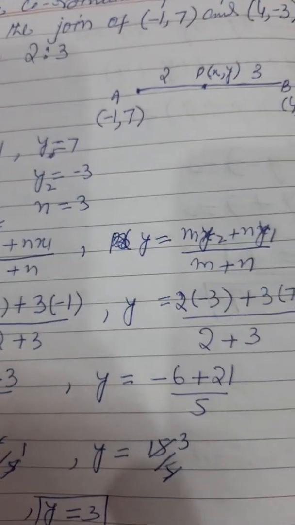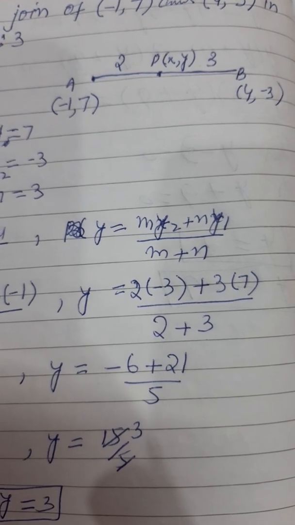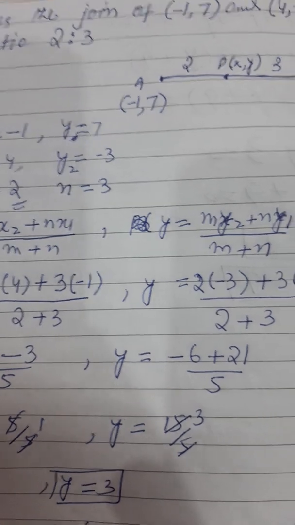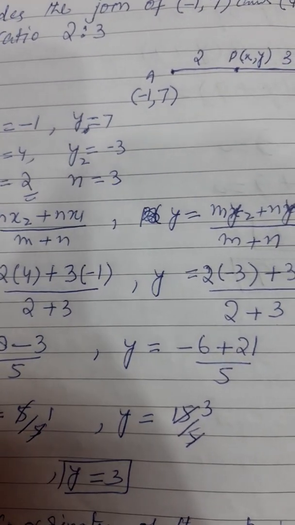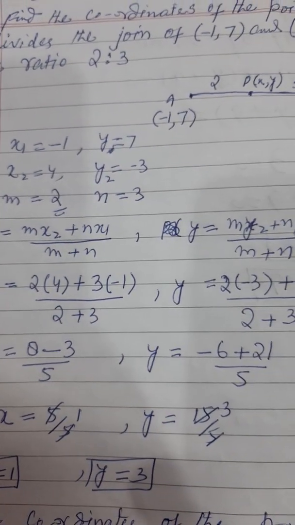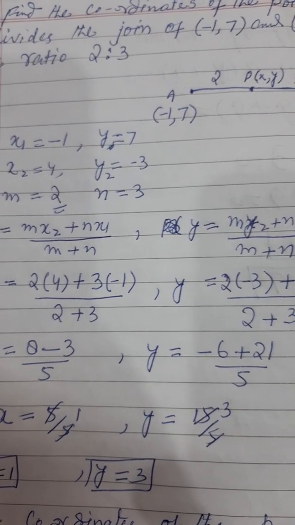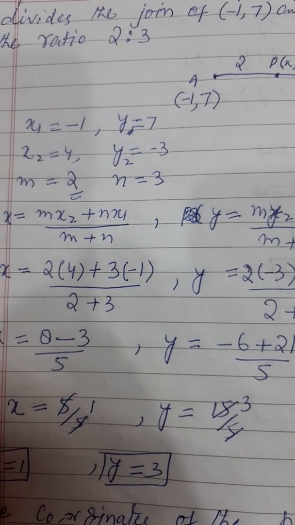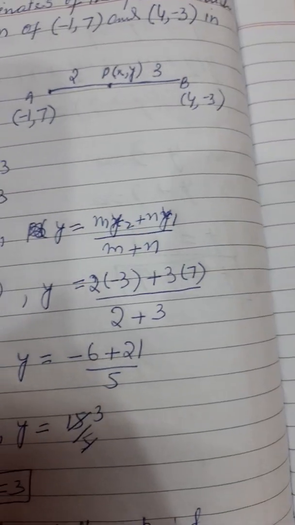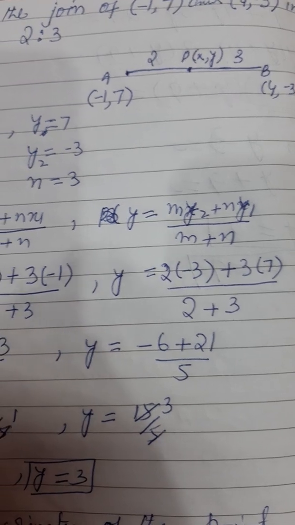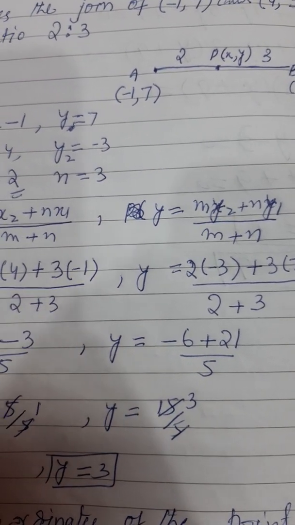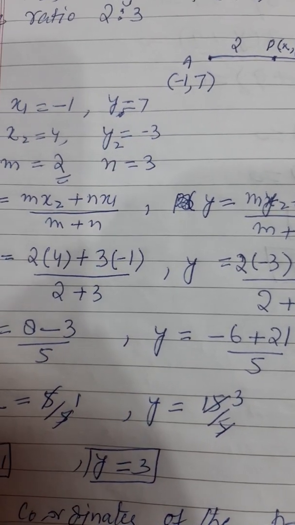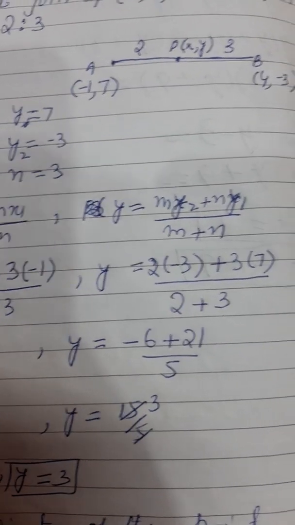So thereafter we had to use here the section formula. Once we want to find the coordinate value of x, the value of x is equal to (mx2 + nx1) upon (m + n), because here x1 and y1 are the coordinates of A, while x2 and y2 are the coordinates of B. m is the first ratio and the second is n, which is 3. So m is equal to 2 here, n is equal to 3 here.